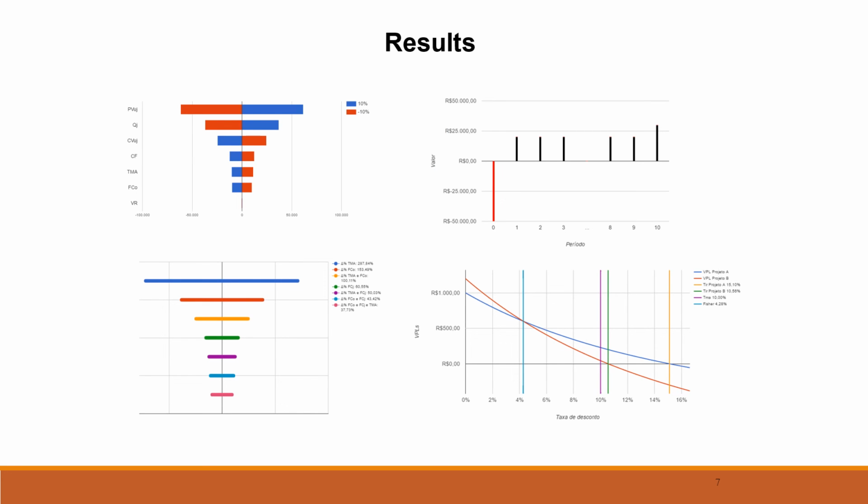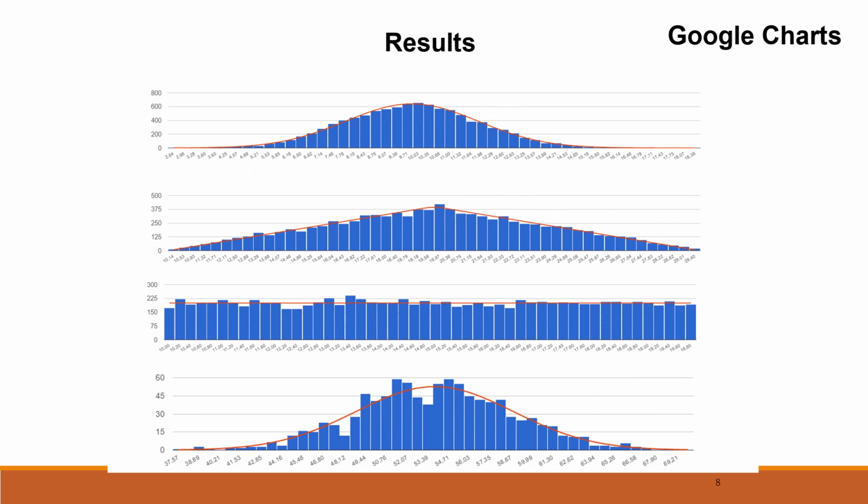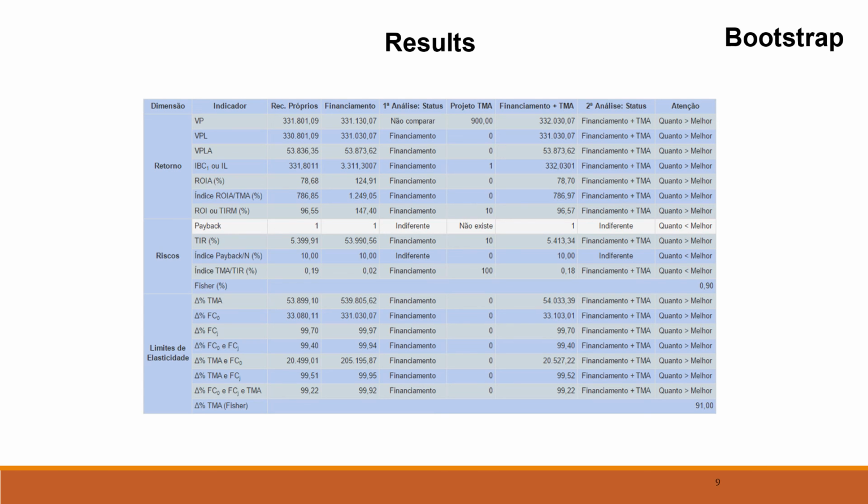Here we have some of the results, some of the charts that are created by AVEPI. These charts are made by Google Charts API, which is a JavaScript API. And here we have another kind of result, which is tables with indicators, made with Bootstrap.